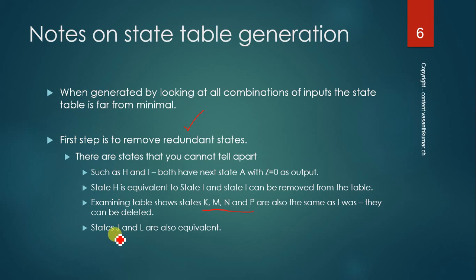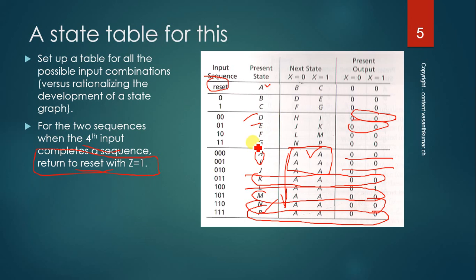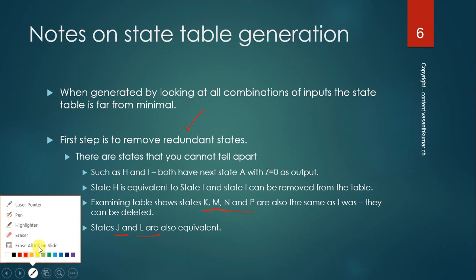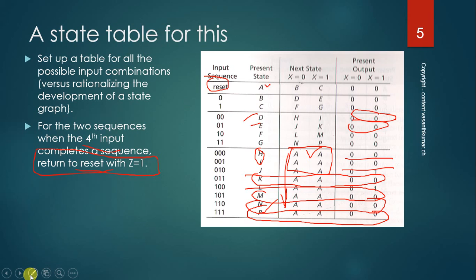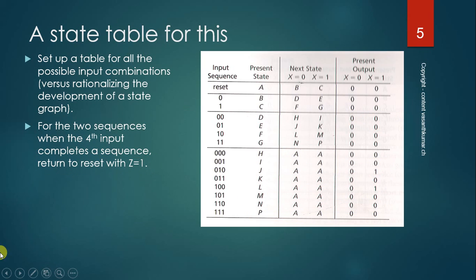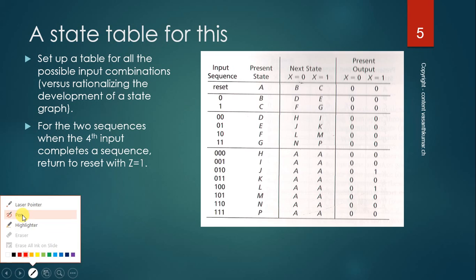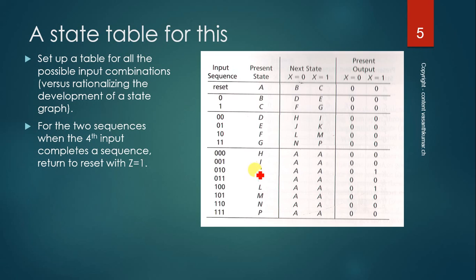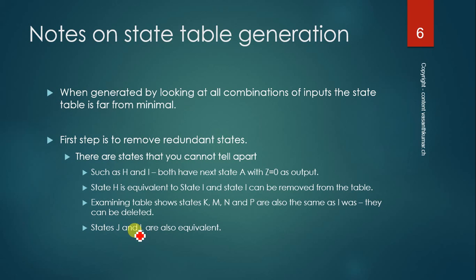Okay, states J and L. Look at the states J and L. J is 0, 1, L is 0, 1. Let us assume, look at this current state, look at this present state J and L. J is producing 0, 1, L is also producing 0, 1. You can consider these two states also redundant states because they are equal, they are producing the same present outputs. So like this we have to start with the very first step, that is redundant state removal.